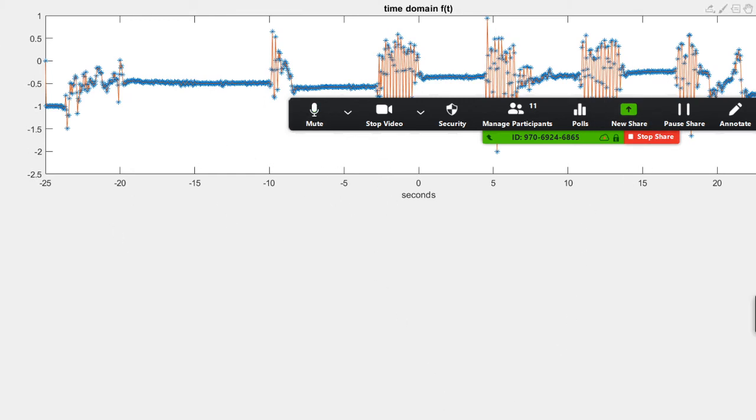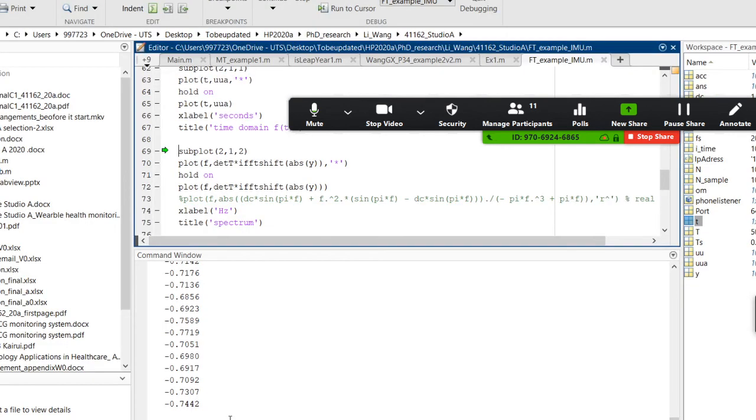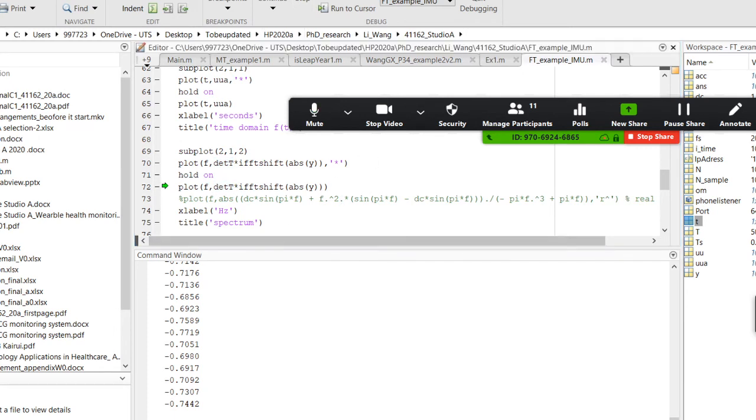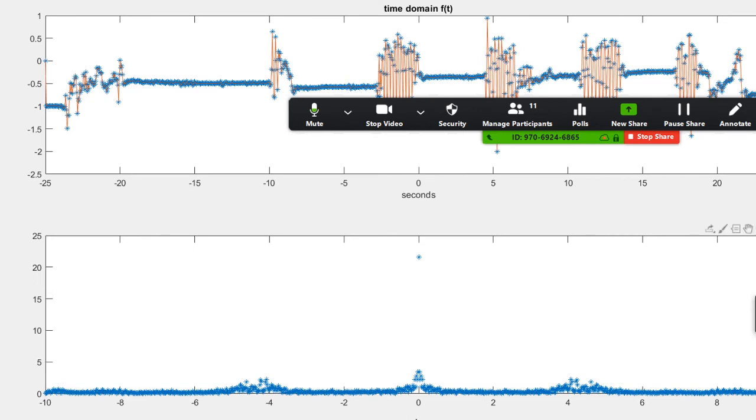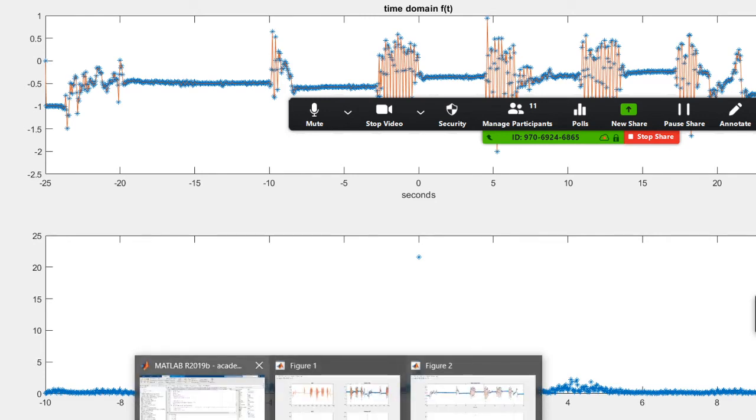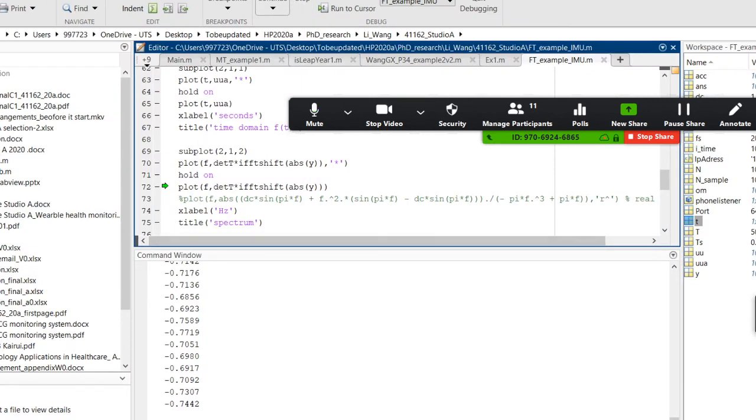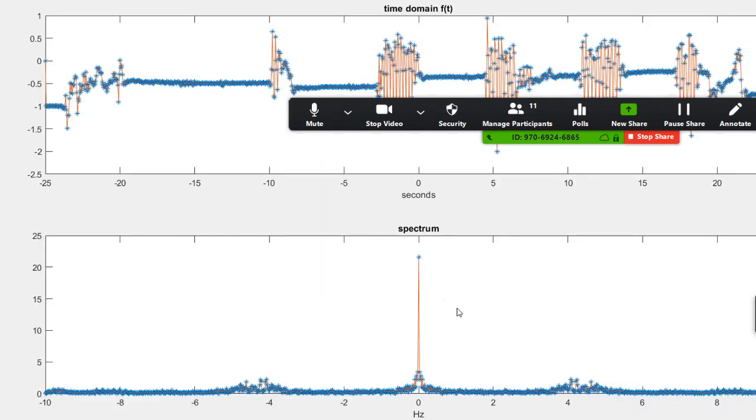Now we continue to look at the code, and I go ahead with the second subplot. The second subplot draws the FFT, and this time I hold on, plot all the points again, connect them together, and then add the x label and title. We finish the drawing. So this is the one we drew.